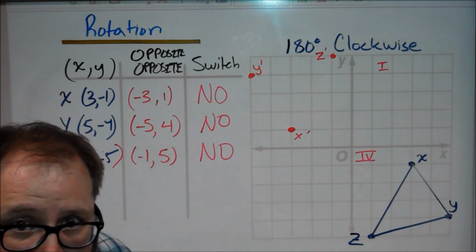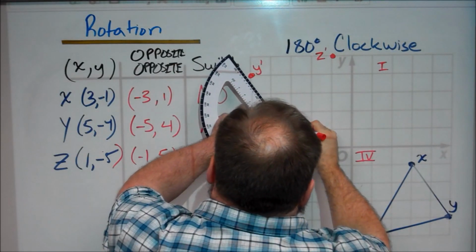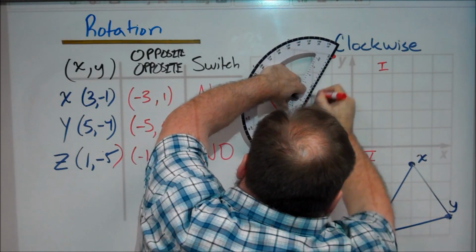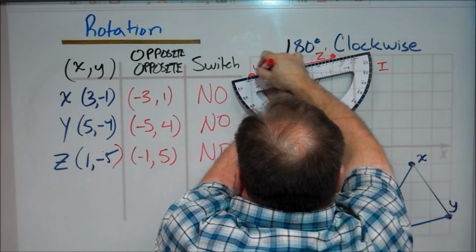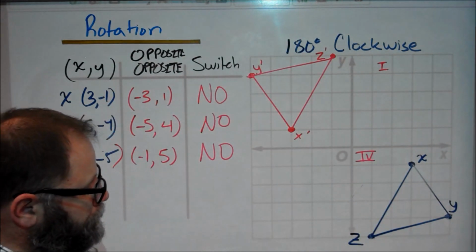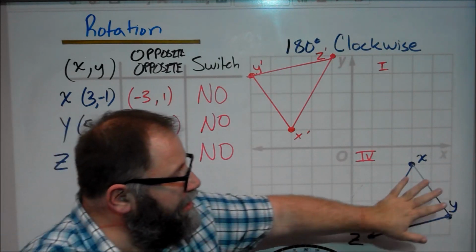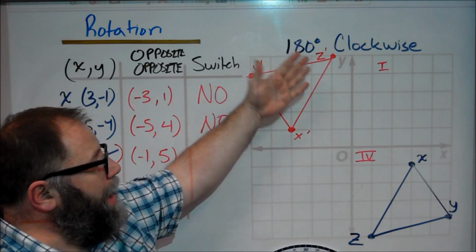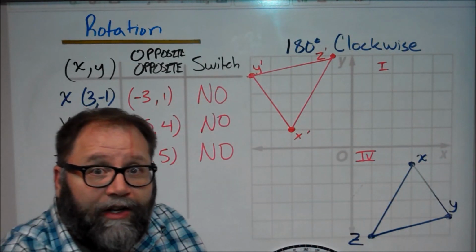Let me get my thingamajigger here. And then draw my lines in. Bloop. Bloop. Bloop. And now we've done it. We've taken this shape and we've rotated to this spot. So it's gone once, twice. We've reflected across the origin.